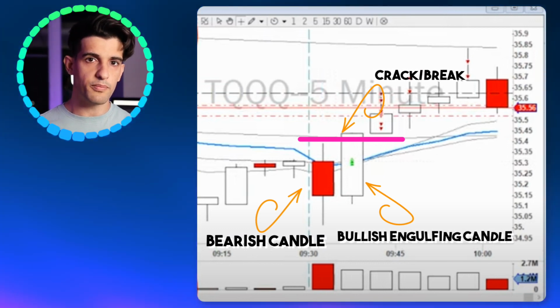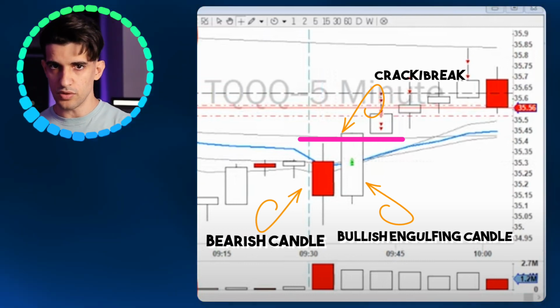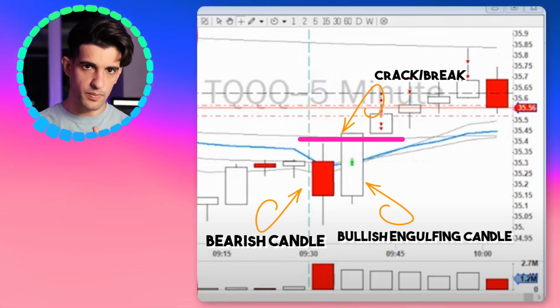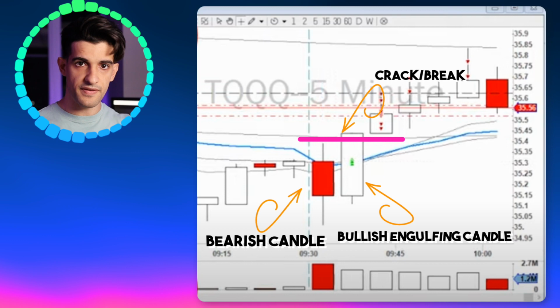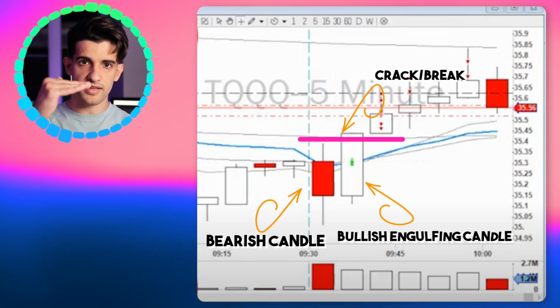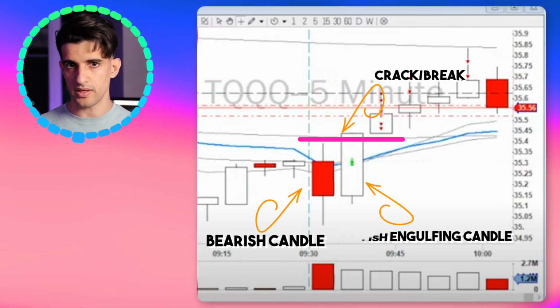Obviously, it could be a bullish engulfing crack if the first candle was bearish, the second candle is bullish, and it breaks the open range, the first candle. And it could be a bearish engulfing crack if the first candle was bullish, the second candle fully engulfs the first candle and breaks the low of the opening range candle.